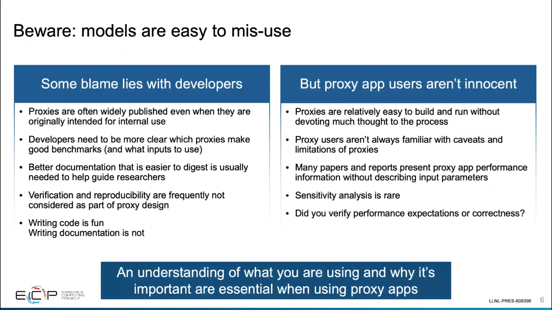And I want to emphasize this point, that because proxy apps are models, they're really easy to misuse. Now, some of the blame for this problem lies with developers, because some of us develop proxy apps that we really intend to use only internally, then we publish them, and before we know it, they're being used for all kinds of things that we never intended. Developers need to be a lot more clear about when they intend their proxies to be benchmarks and what inputs to use. We need better documentation. We need facilities for verification and reproducibility. And of course, the real problem with a lot of the developer efforts is that writing code is fun, but writing documentation is not. And that's where a lot of the problems start.